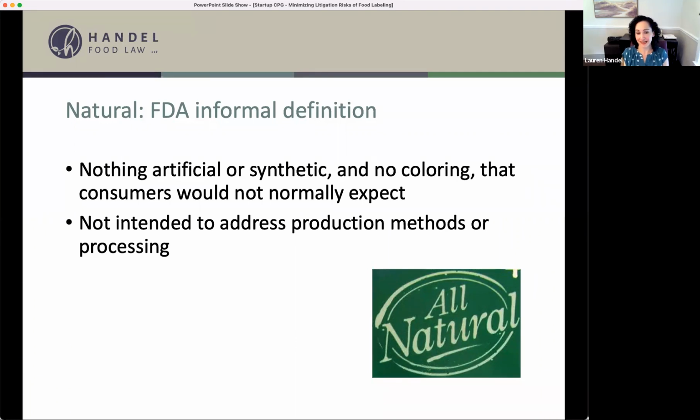And it's also not intended to address production methods or the processing. So from FDA's standpoint, its definition is really meant to consider only the finished product and not how it's made. So for example, not the fact that GMOs were used to grow the crops that were then turned into ingredients that are in the product.